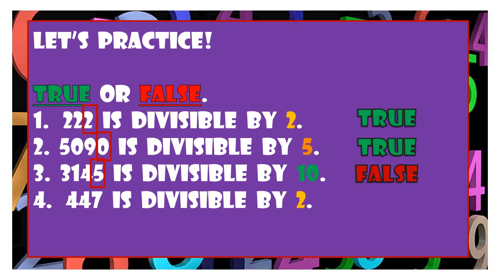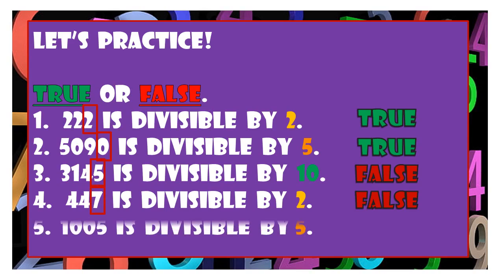How about number 4? 447 is divisible by 2. You're correct. It is false. Bakit? Ang last digit ay hindi even number, which is 7. How about number 5? 1005 is divisible by 5. Is it true or false? True. It is divisible by 5 because the last digit is 5.